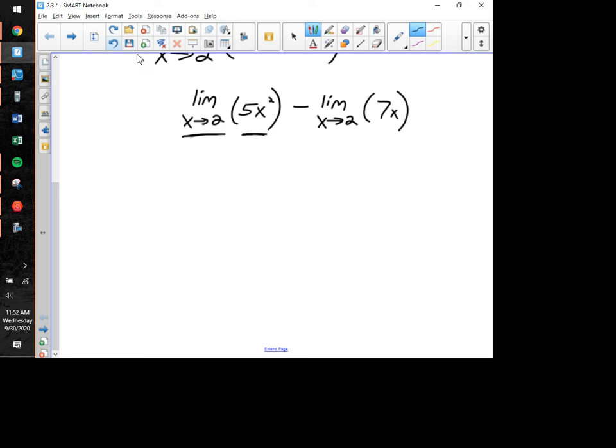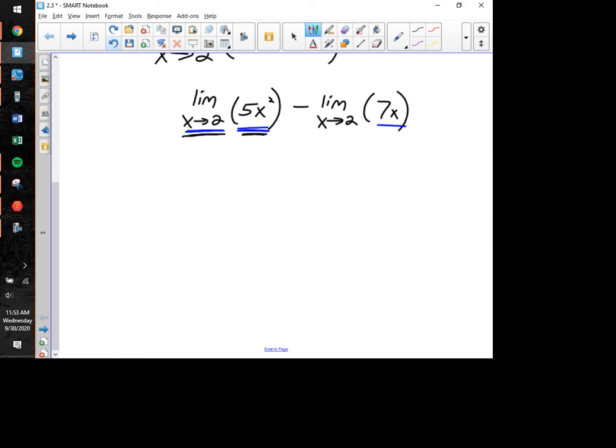But the important thing to take away, this is what we need to know, everybody, is that if the function you are dealing with, in this case 5x squared, is continuous at this particular value of x, then we can simply do direct substitution. And that happens in both of these cases, guys. 5x squared and 7x are both continuous functions for all real numbers.